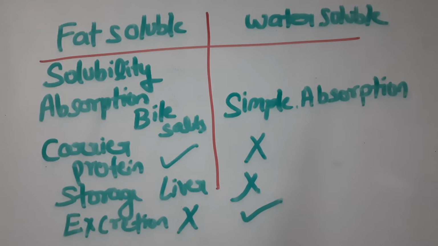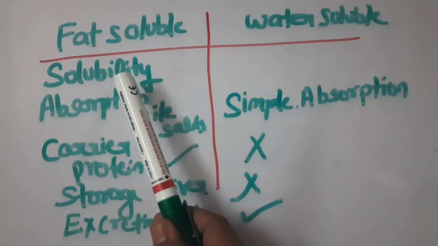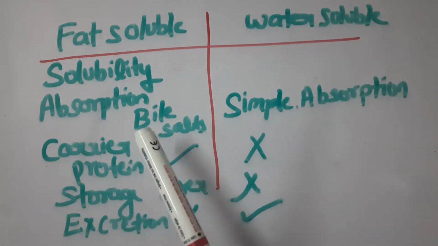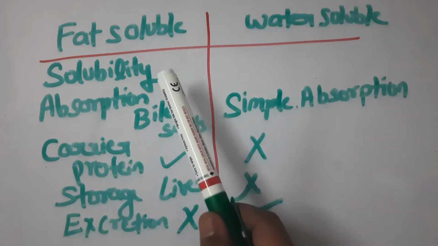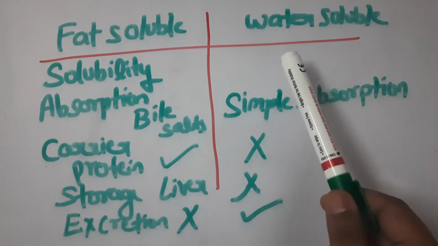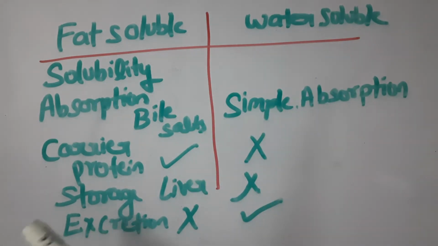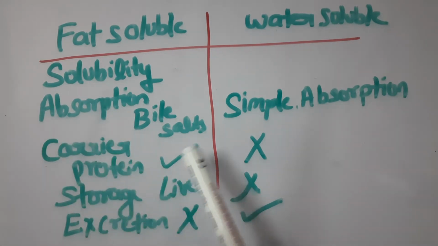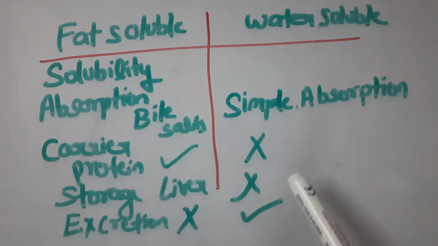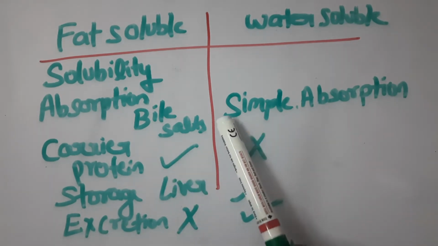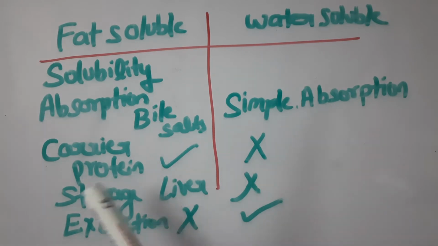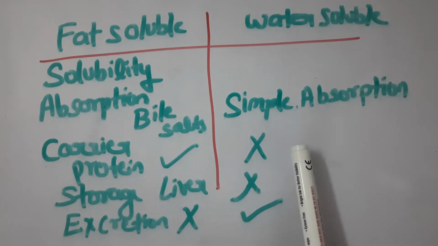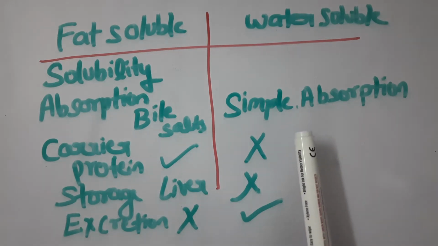There are two categories of vitamins: fat-soluble vitamins and water-soluble vitamins. If we talk about solubility, the fat-soluble are soluble in fat and water-soluble vitamins are soluble in water. Second, absorption. The absorption of fat-soluble vitamins requires bile salts, while water-soluble vitamins undergo simple absorption. Carrier protein is present in fat-soluble vitamins, while there is no carrier protein in the case of water-soluble vitamins.